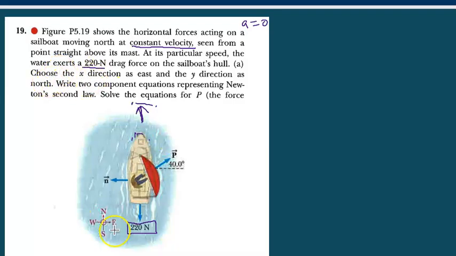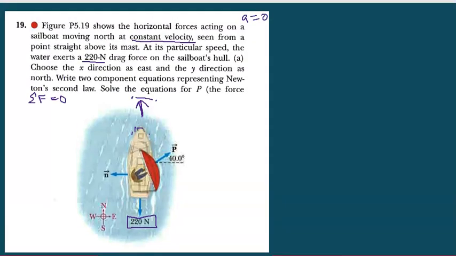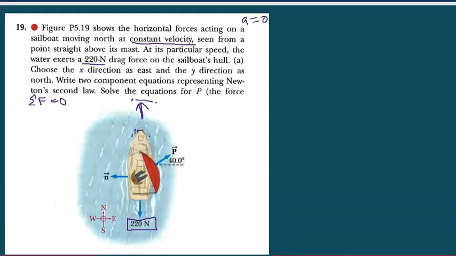Okay, choose X direction as east and the Y direction as north. Write 2 component equations representing Newton's second law. That's just saying horizontal and vertical component columns. Solve the equation for P, the force of, oops, looks like when I scan this, I did not scan the entire problem. So P is the force of the sail. That's this red thing, right?